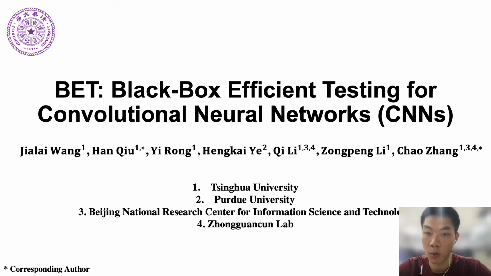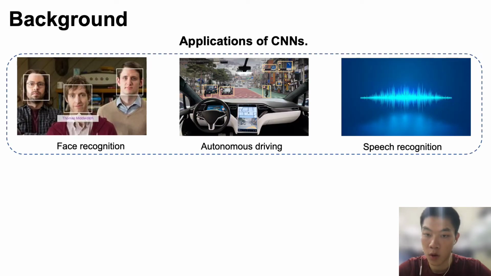Today, I'll present our work BET, Black Box Efficient Testing for Convolutional Neural Networks. With the rapid development of artificial intelligence, CNNs have been widely deployed in the real world, such as face recognition, autonomous driving, and speech recognition. However, recent studies reveal that CNNs are not safe enough. CNNs may have unexpected or incorrect prediction behaviors due to biased training data, overfitting, and so on.